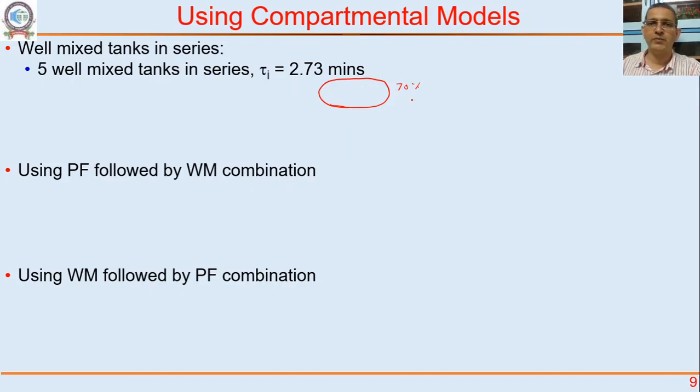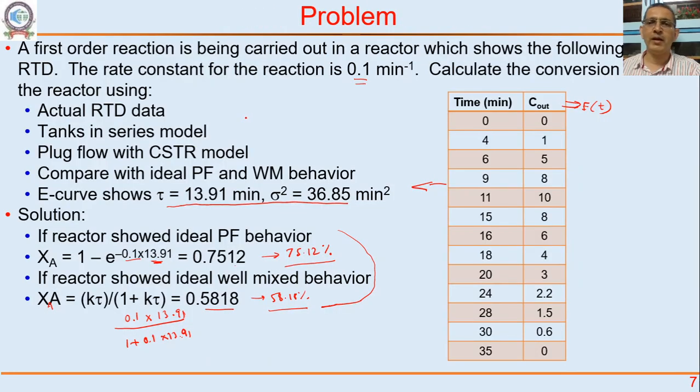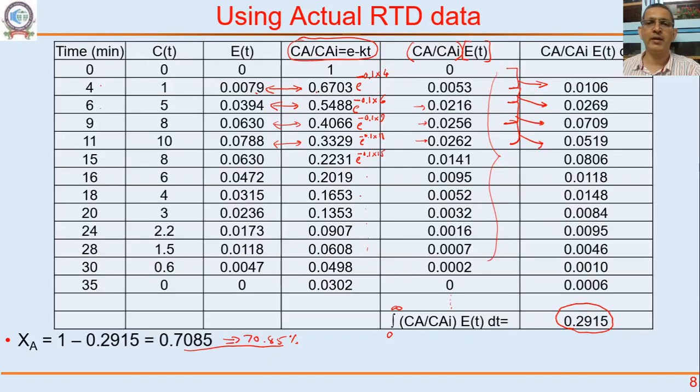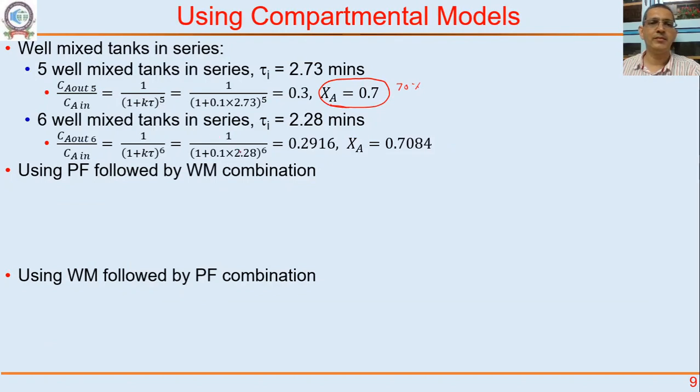You see, it's very close to this value, because 5 tanks in series is approximating our actual reactor behavior. RMS, root mean square error, is very less. If we take 6 well mixed tanks in series, you will get 0.7084, 70.84. So you see, there's not much difference between them.